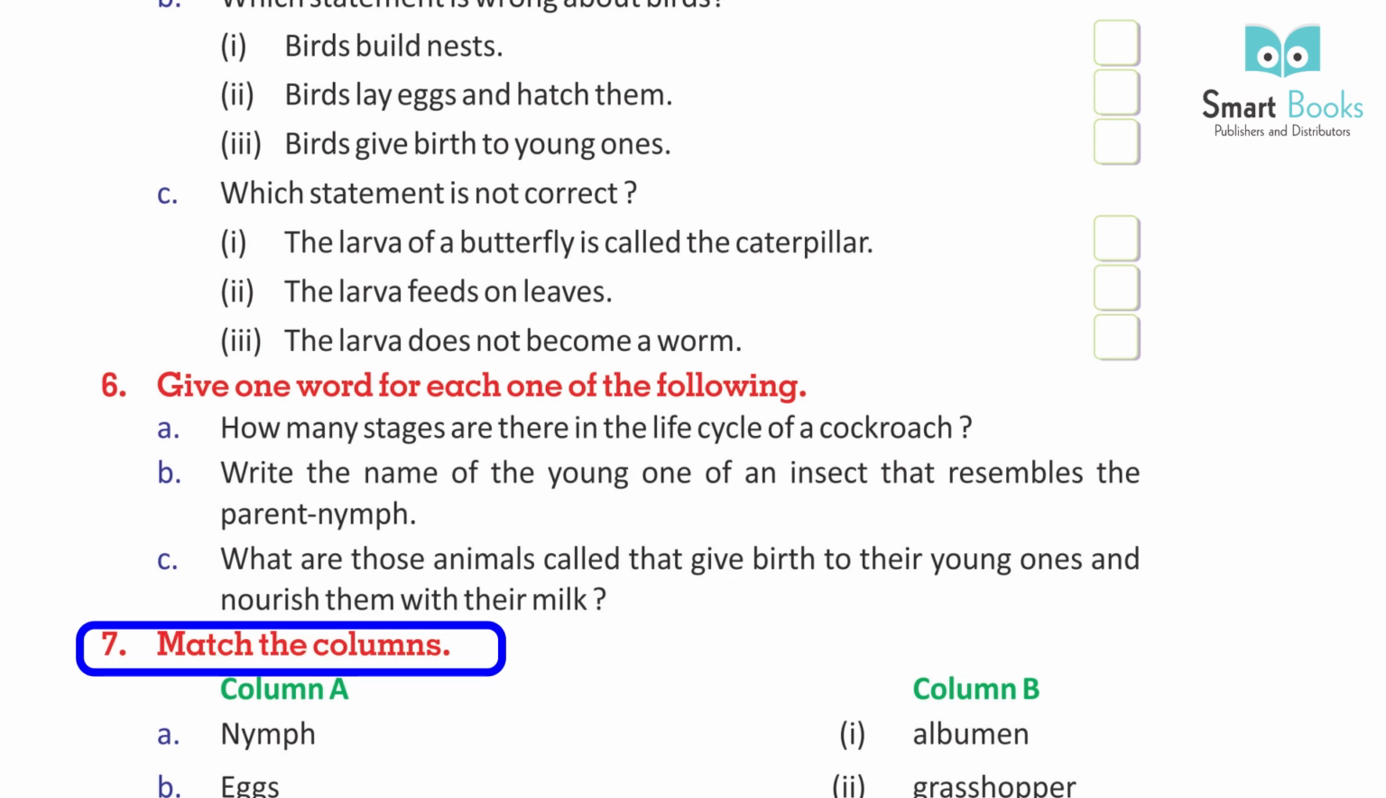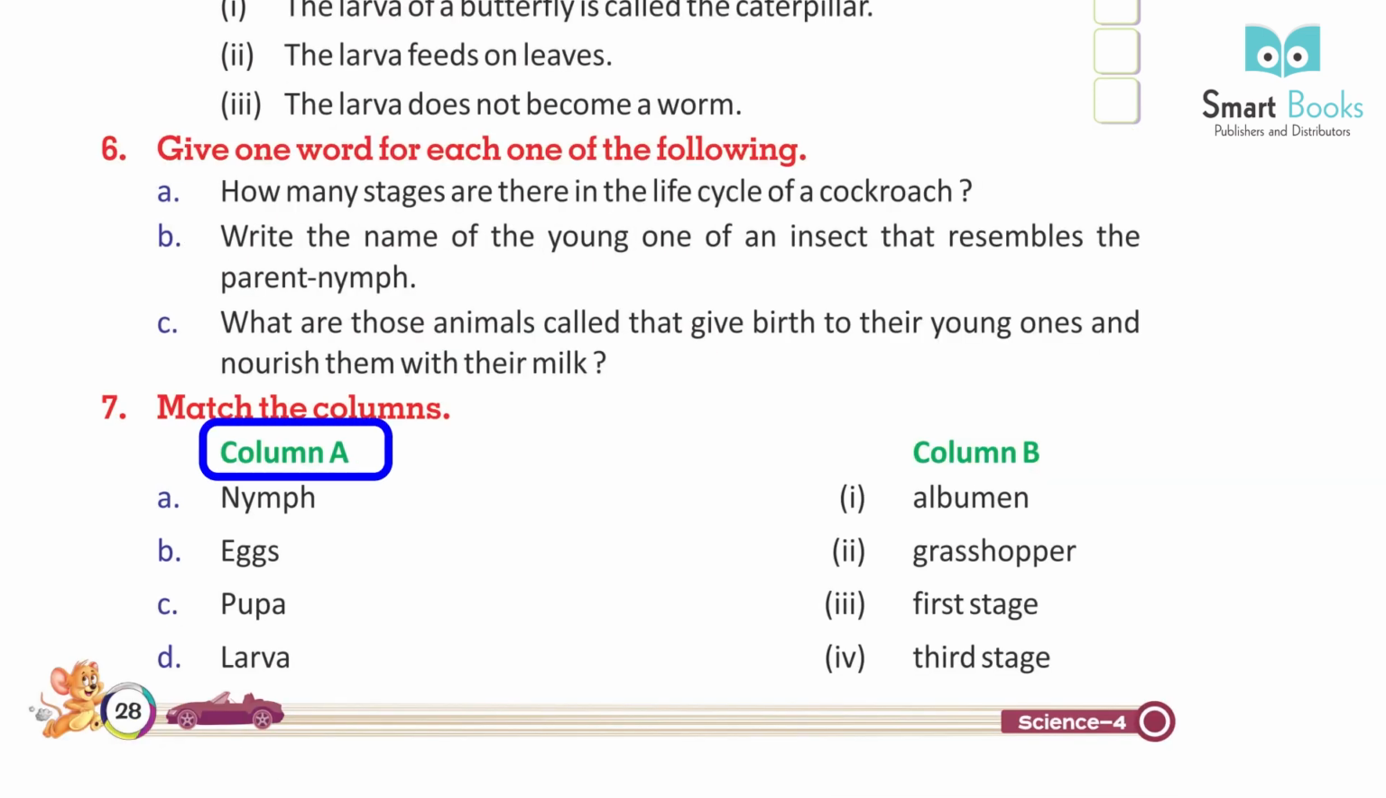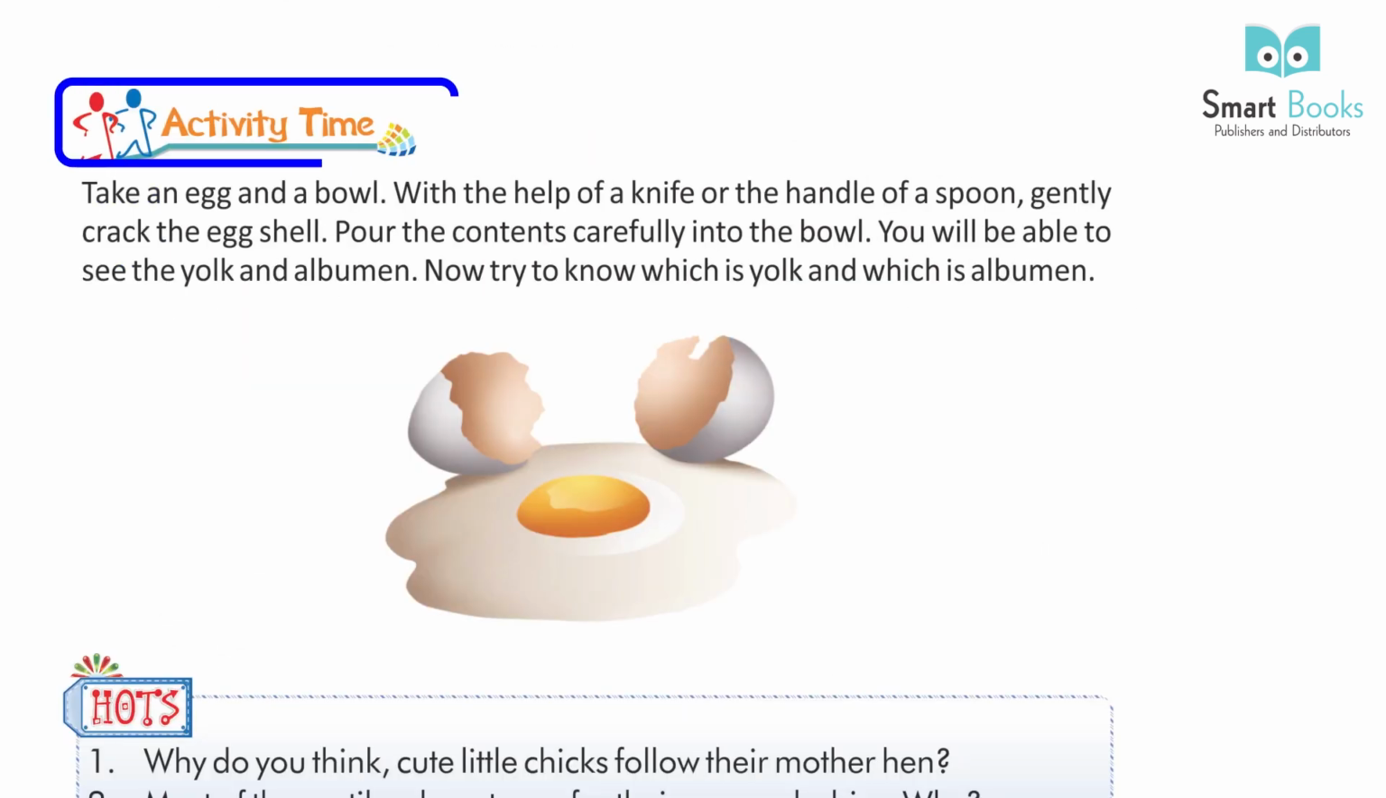7. Match the columns. Column A: A. Nymph, B. Eggs, C. Pupa, D. Larva. Column B: 1. Albumin, 2. Grasshopper, 3. First stage, 4. Third stage.